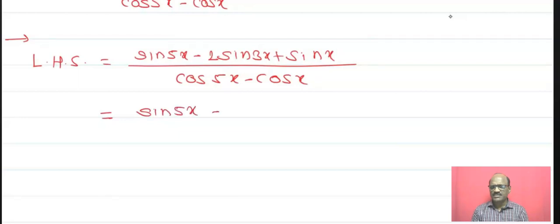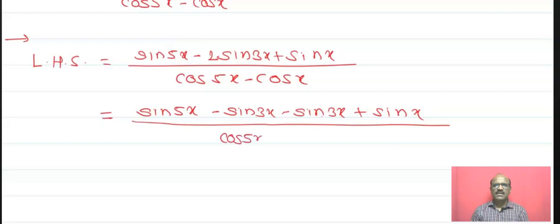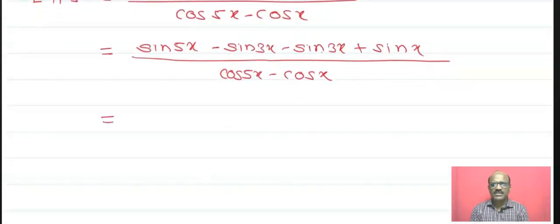Sin of 5x minus sin of 3x and sin of 3x plus sin x upon cos of 5x minus cos of x. We can rearrange the terms also. See this? Cos of 5x minus cos of x.